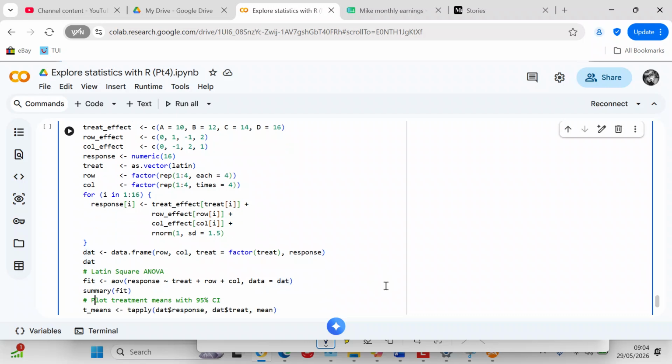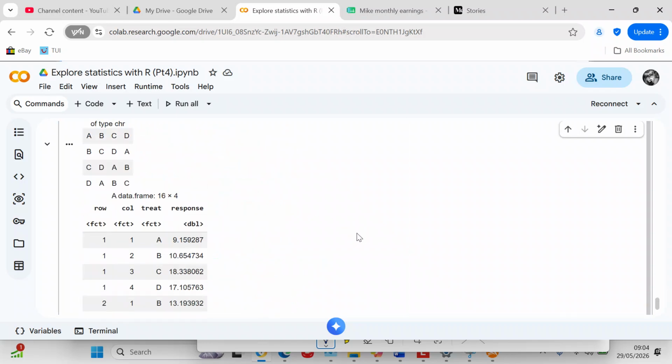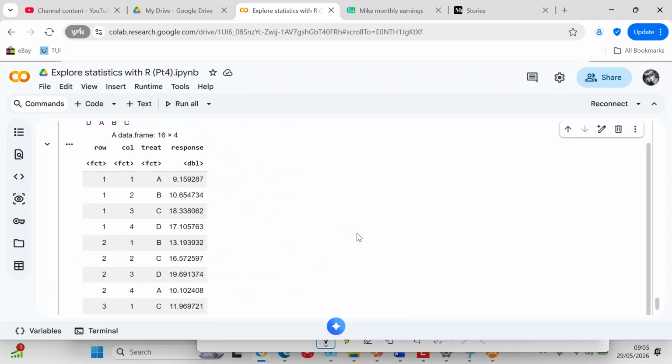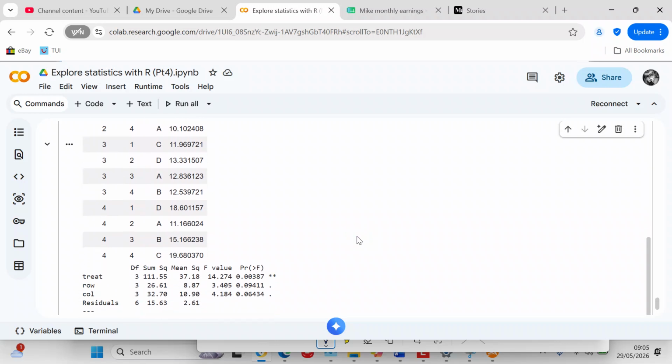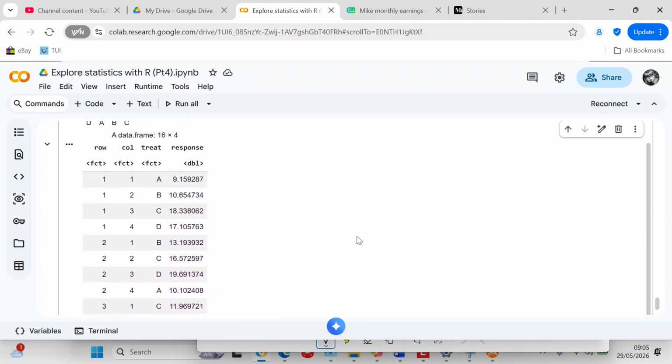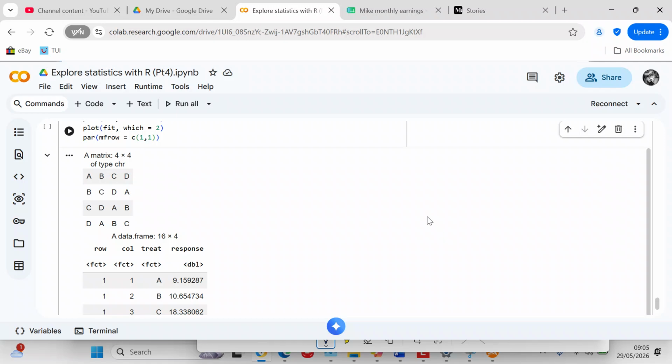And then we're going to look at the data frame that we have created. So this is our data frame. It's got 16 rows by 4 columns. You've got your row, which is 1, 2, 3, 4. You've got your column, which is 1, 2, 3, 4. You've got your treatment, which is A, B, C, D, B, C, D, A, and onward. And then you've got your response. So you've got 16 rows, and it shows you the complete data frame.